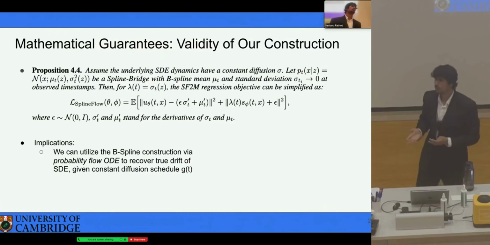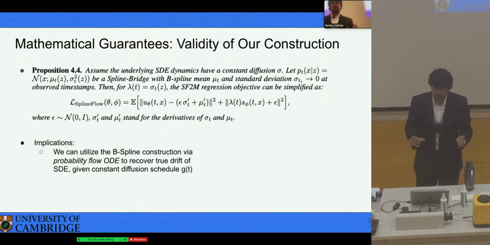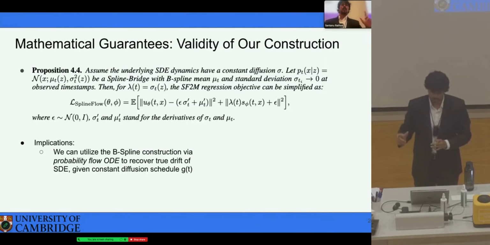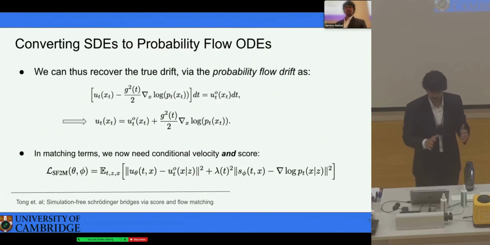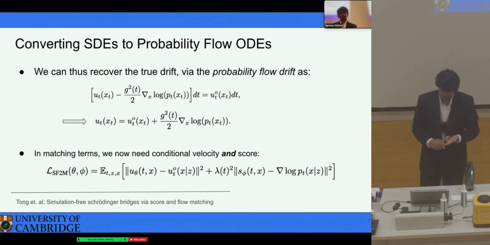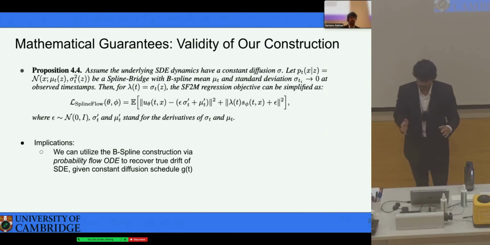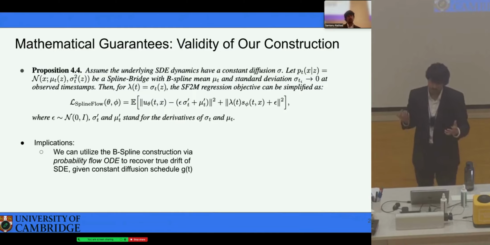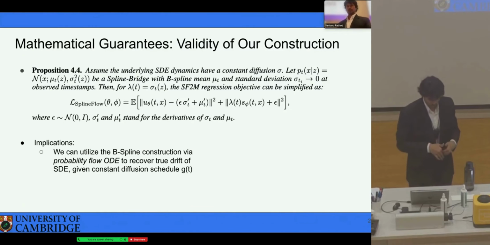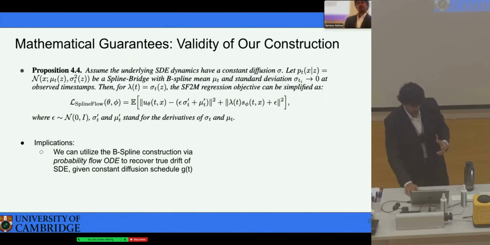In Proposition 4.4 in our paper, we also show that given that you use a spline bridge, what the corresponding loss function looks like that you essentially use to train the score as well as the velocity field. The implication of this proposition is ultimately that we can utilize B-spline construction via probability flow ODE to recover the true drift of the SDE given a constant diffusion schedule G.